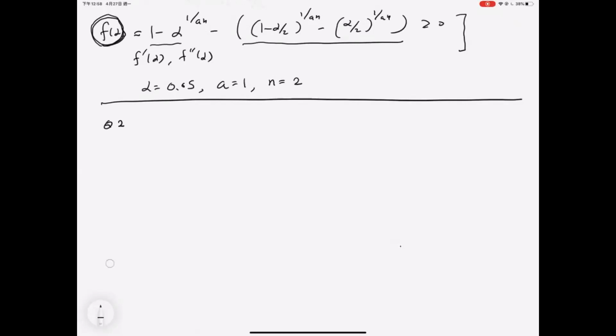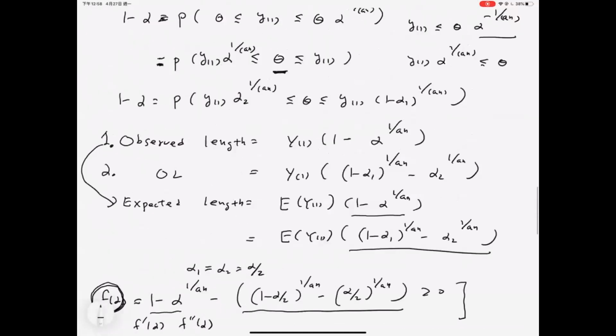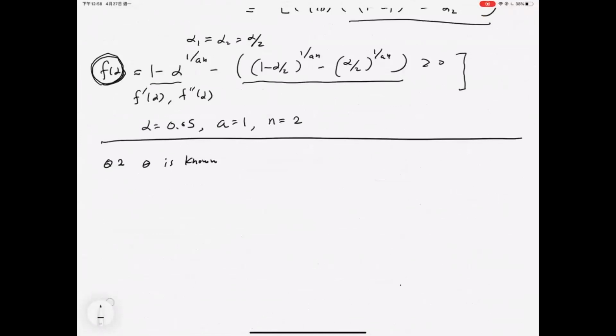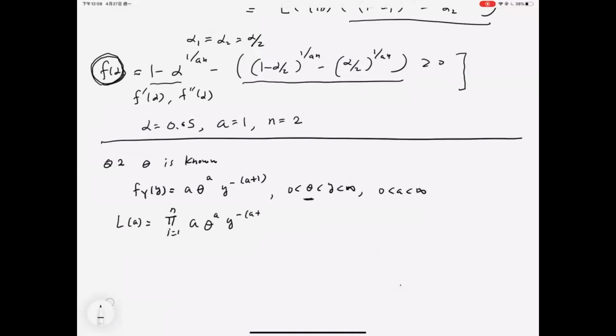I'm going to use the same PDF, but right now I'm going to assume theta is known. Again, I'm going to go back to the CDF. So let me write down the CDF: F of y equals, then a theta a, then y minus a plus one, where y is bigger than theta, up to infinity, and a is positive. Right now theta is a known quantity, so your original likelihood function for a is differentiable. So that means the product from i equals 1 to n of a theta a, then y minus a plus 1.